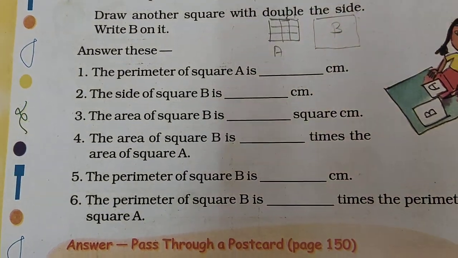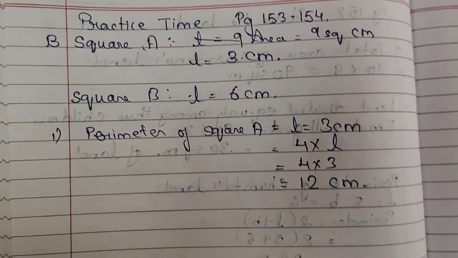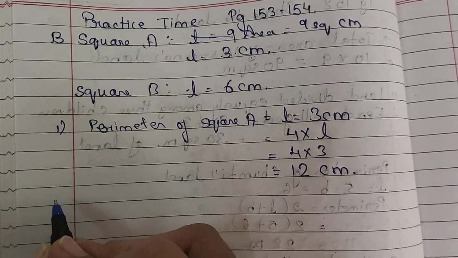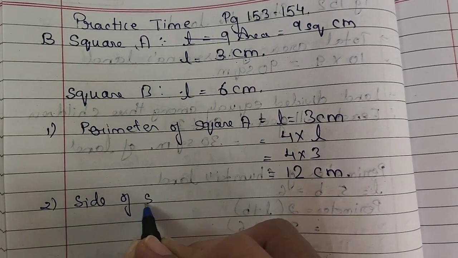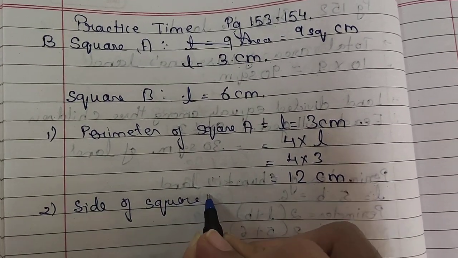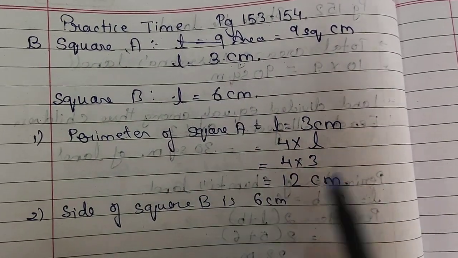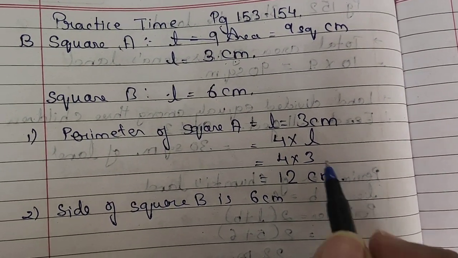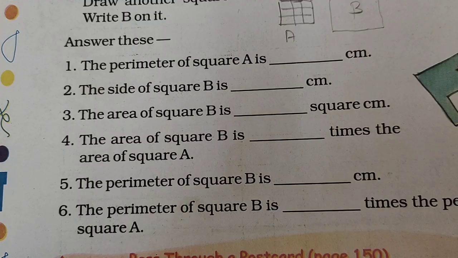The side of square B is 6 centimeter. So we have written, okay, the side of square B is 6 centimeter. It is double. The double of 3 is 6 centimeter. Next question. The area of square B is.